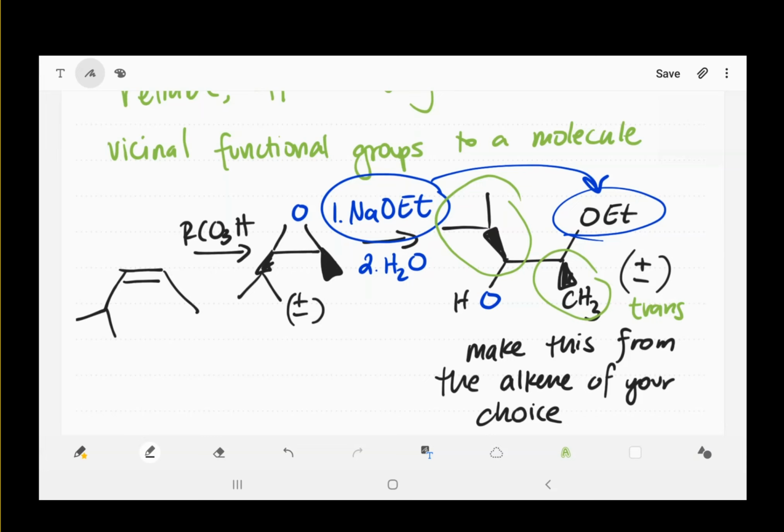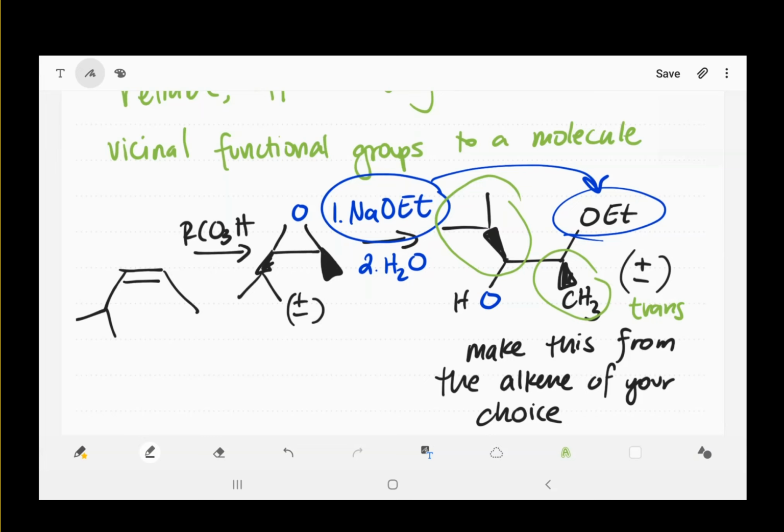So, just copy the same kind of symbol you see. If you see wedges, make sure your epoxide has wedges. And if they're both wedges, then they need to be on the same side of your alkene. And so, if they're opposite, one's a wedge, one's a dash, then you'll want them trans to each other to begin with in your alkene.